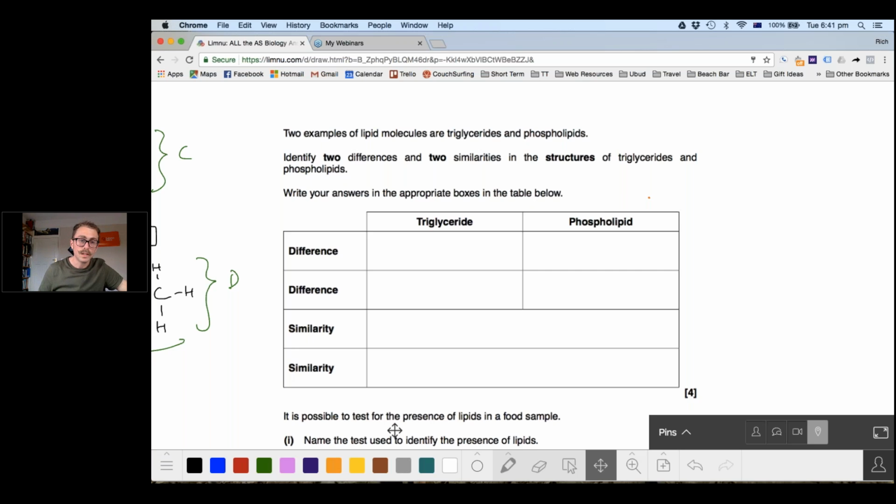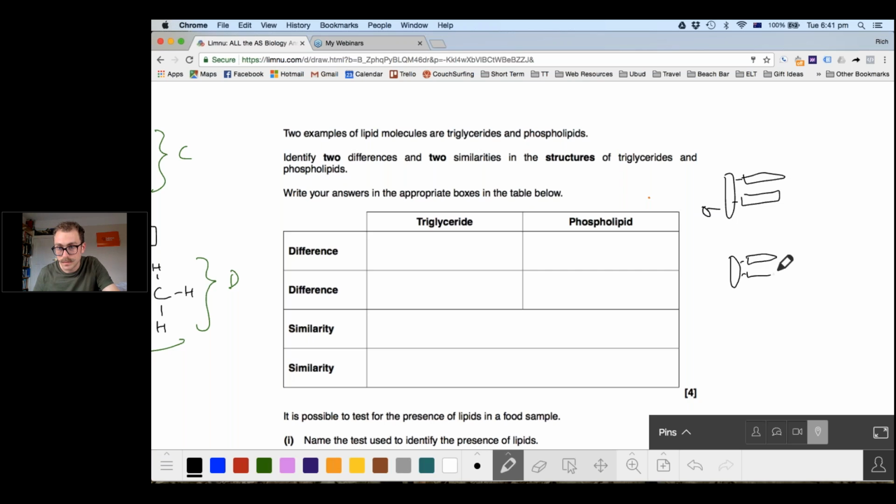Okay, so there's not lots. There's a few things that we could say. Start with the things you know. Sometimes these are going to be quite difficult to put into words. If you need to, just do a little sketch here. It's got glycerol, fatty acid, phosphate. Glycerol, fatty acid, fatty acid, fatty acid. Okay, so what have we got? Well, we've got 2 fatty acid tails, 3 fatty acid tails. So there's a difference. 3 and 2. We'll see the answers underneath.